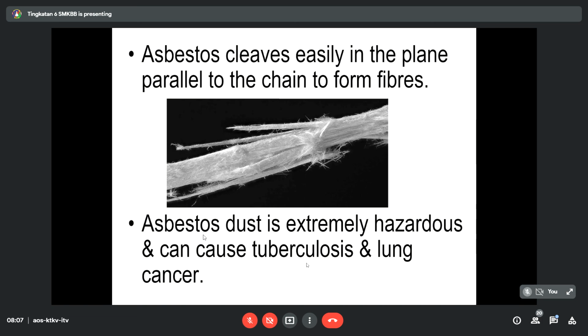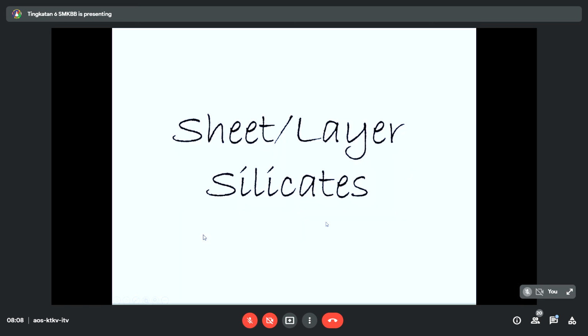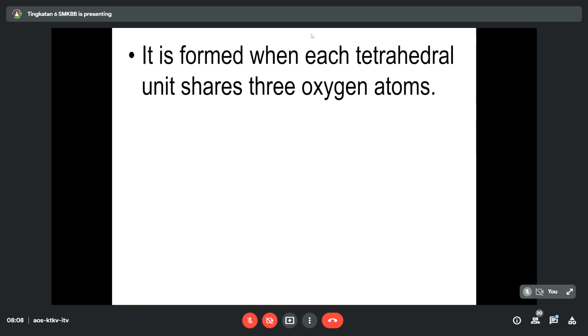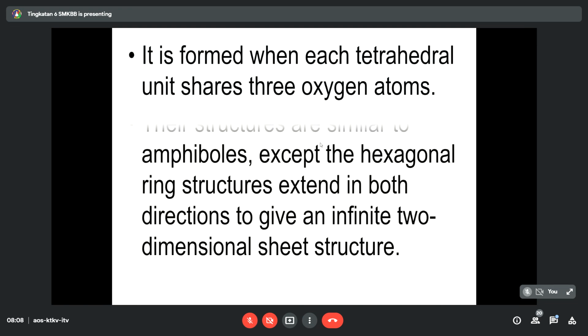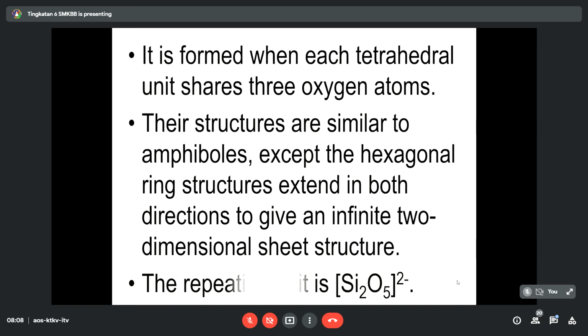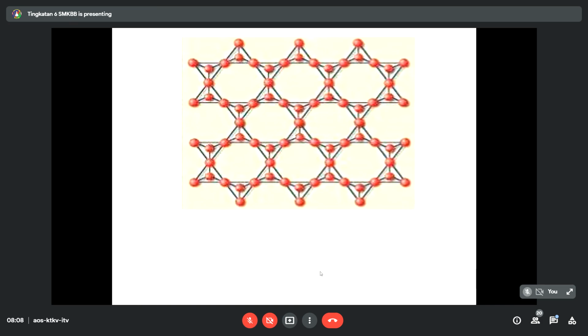Okay, so asbestos is a type of double chain silicates. And then the layer type, the sheet silicate. Of course, it is formed when each tetrahedral unit shares 3 oxygen atoms. The structure is similar to amphiboles, except the hexagonal ring structures extend in both directions to give an infinite 2-dimensional sheet structure. The repeating unit is Si2O5. I mean this one.